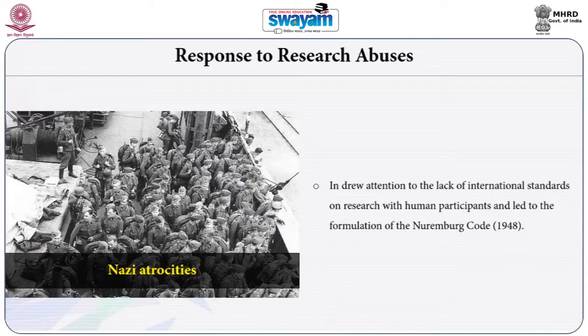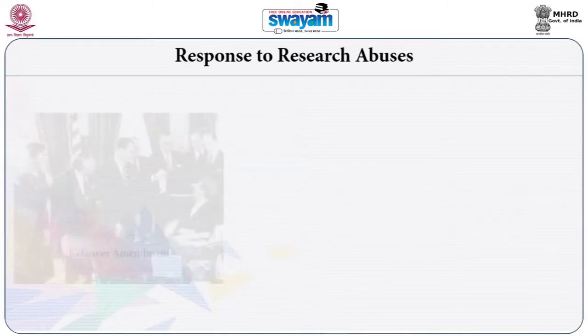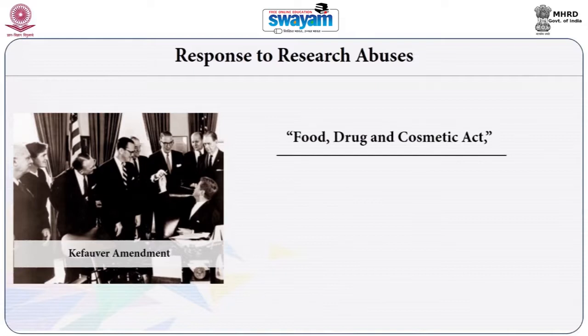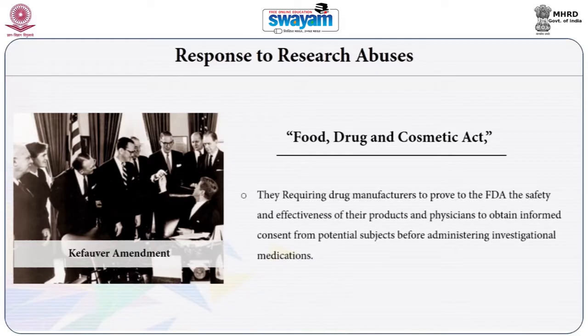Nazi atrocities in World War II drew attention to the lack of international standards on research with human participants and led to the formulation of the Nuremberg Code in 1948. The thalidomide disaster led to the adoption of the Kefauver Amendment in 1962 to the Food, Drug and Cosmetic Act, requiring drug manufacturers to prove to the FDA the safety and effectiveness of their products and physicians to obtain informed consent from potential subjects before administering investigational medications.